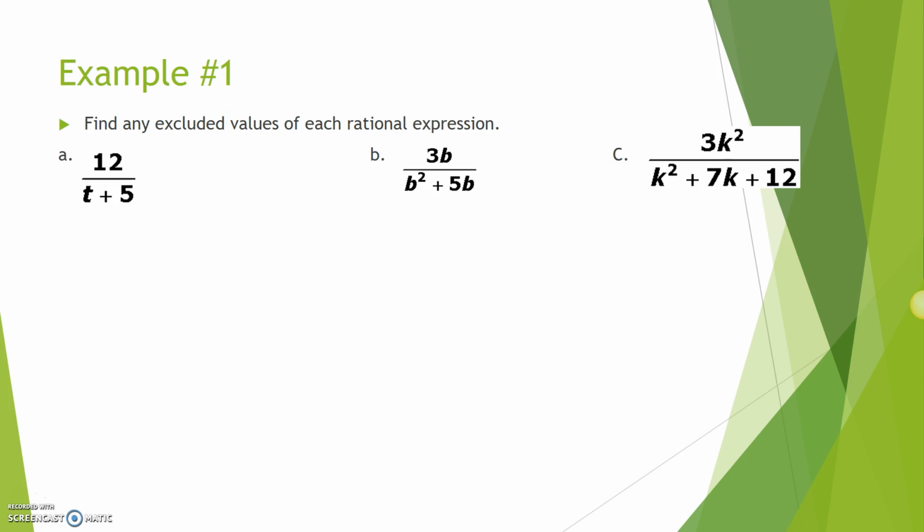We are going to be looking at the denominator here for a. We have 12 divided by t plus 5, and we are going to set the denominator equal to 0 and solve for t. So we have t plus 5 equals 0. We're then going to subtract 5 from each side, so t is going to equal -5. So my excluded value for a is going to be -5. This should be a review to you from the previous section.